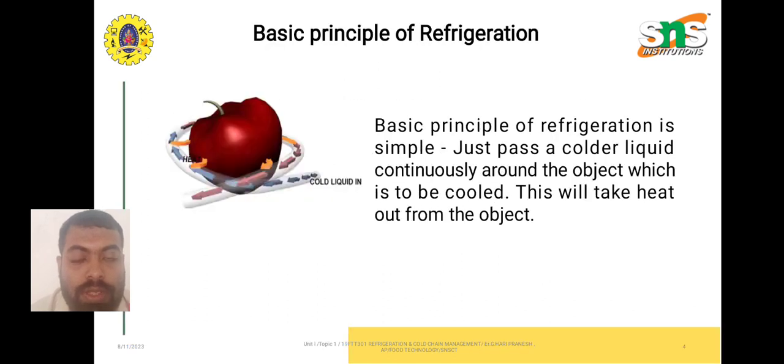Then we are going to see the basic principle of refrigeration. The basic principle of refrigeration is simple. We just pass a colder liquid continuously around the object which is to be cooled. This will take the heat out from the object. Basically, it is absorption of heat and production of cold temperature.